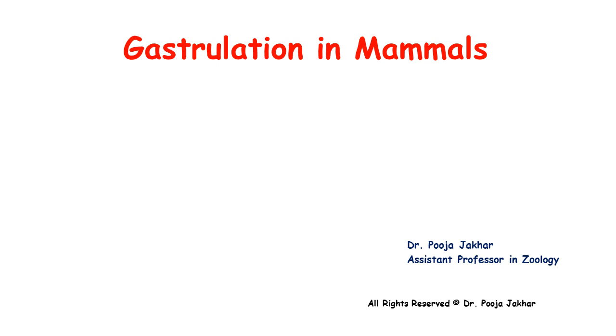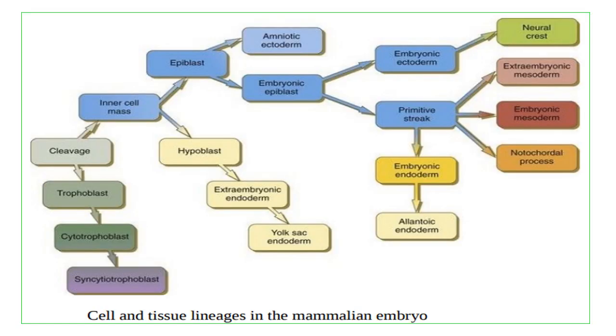In this lecture, we are going to understand the process of gastrulation in the case of mammals. In this figure, we can see the different cell lines which have originated after cleavage. And you can see after cleavage, there are two cell lines, the inner cell mass and the trophoblast.